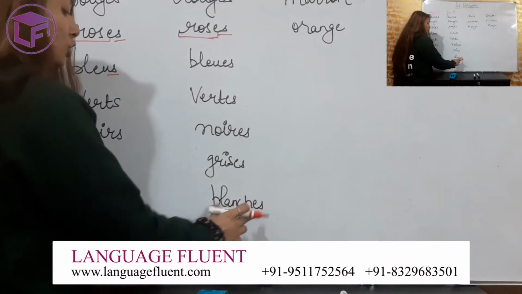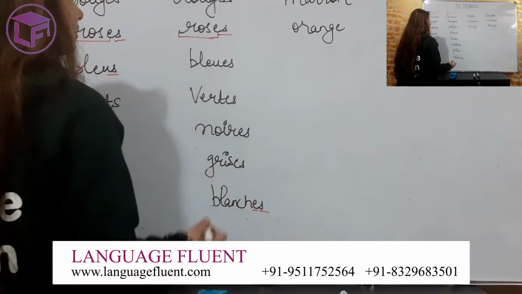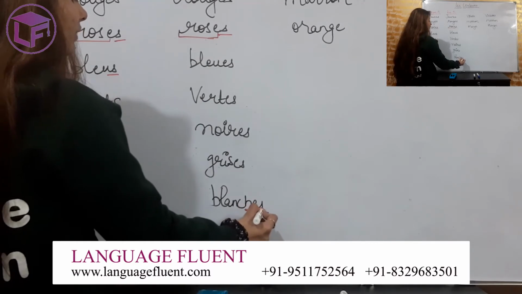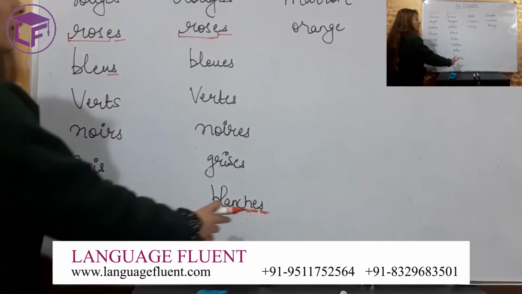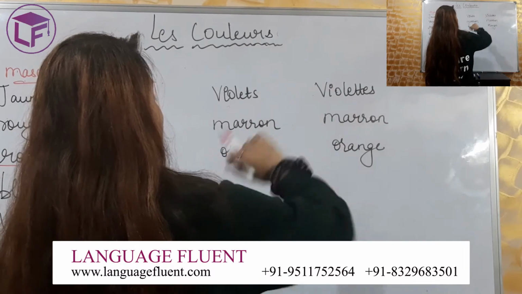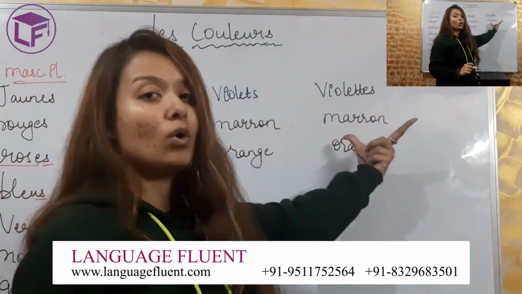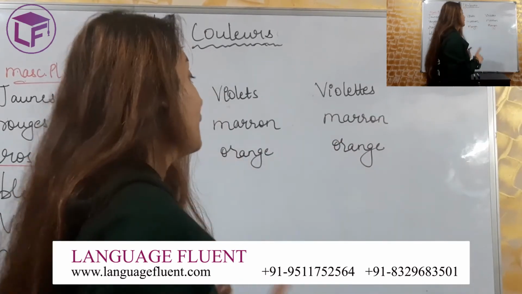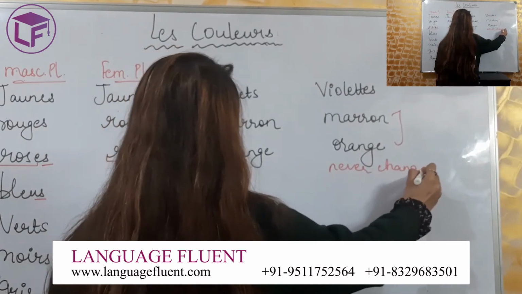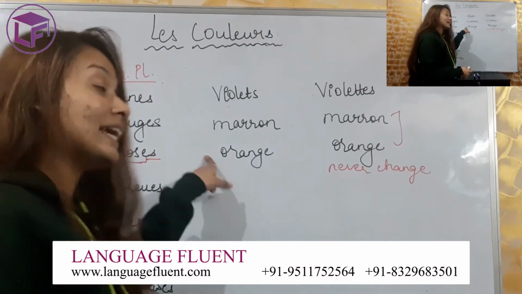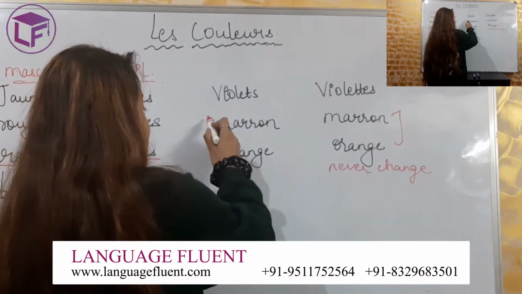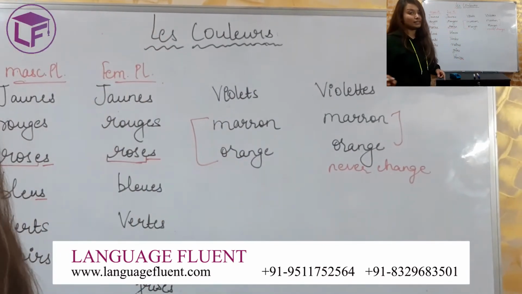Blanc. Blanche. Blanches, with an additional E and S because the case is feminine plural. In feminine we add H and E, but in feminine plural we are adding an additional S as well. Blanc. Blanche. Violet. Marron. Orange. Remember, always these two never change. Marron and orange remain as they are in the case of feminine, masculine and plural. They never change.